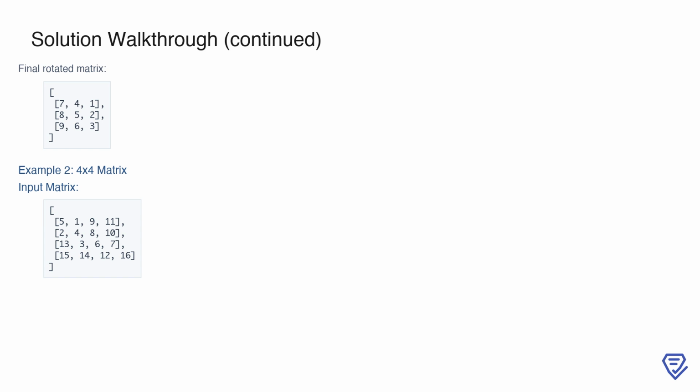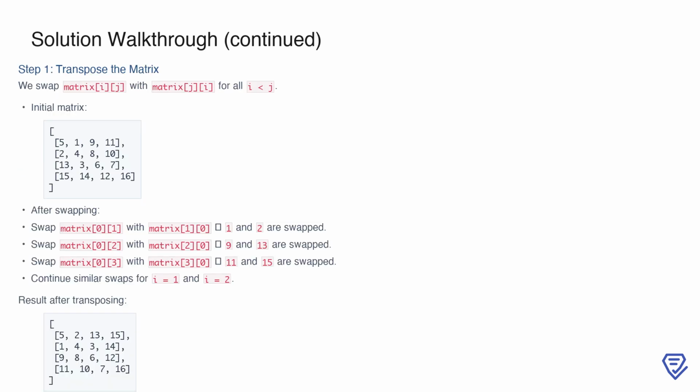Now, let's move on to a larger example, this time with a 4x4 matrix as the input. This larger matrix will allow us to apply the same steps and see how the process scales for bigger dimensions. We start again with transposing the matrix. The rule remains the same: swap matrix[i][j] with matrix[j][i] for all i less than j.